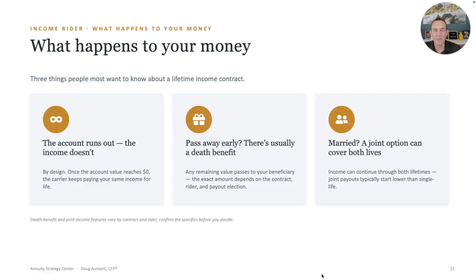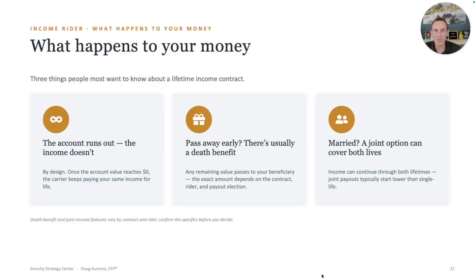Now, God forbid something happens to you early on and your account value is not drawn to zero. Well, whatever's left in your account value will get paid as a death benefit. So when we build these, we don't go into it thinking you're going to die early, because if we were worried about your health or worried about premature death, then an income annuity would not be appropriate for you. But we want to know, if we do have something happen, what happens with that money? And it doesn't go back to the insurance company.